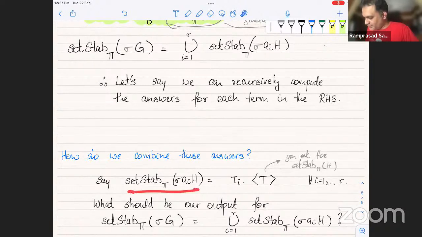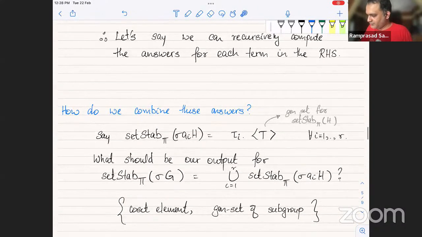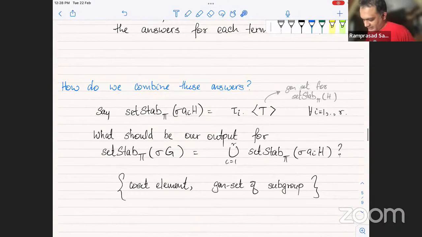Because the output here is also supposed to be a single tau followed by a single set. That's what I'm supposed to output on the left hand side. And what should I output? I need to figure out what is the right coset element to give and what's the right generating set I'm supposed to give. Okay, and this is the part that at least I find a little tricky.